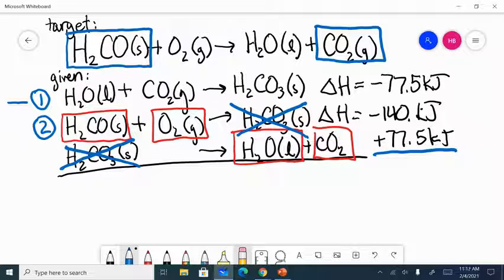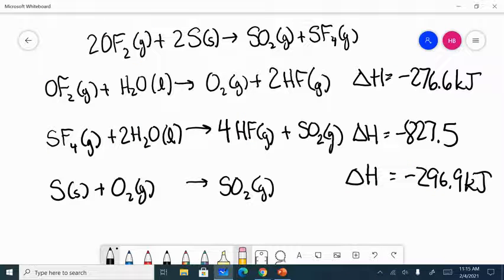So in your calculator, you got to be very careful. Use the negative 140. So that's negative sign. And then I always do plus 77.5. I always add them together, whether I have to use a negative sign or not. And I get an answer of 62.5 kilojoules. Okay, let's do another problem.